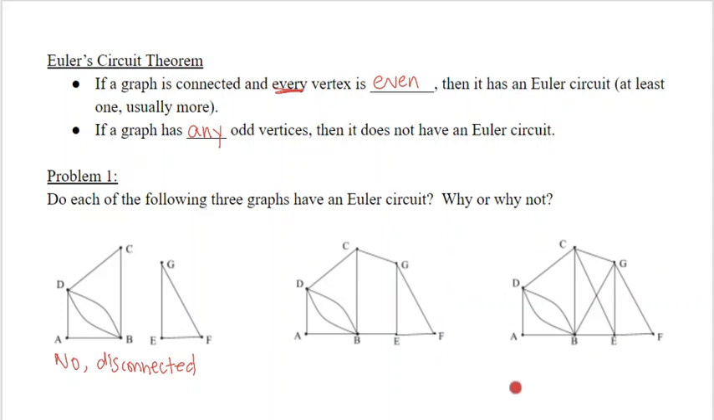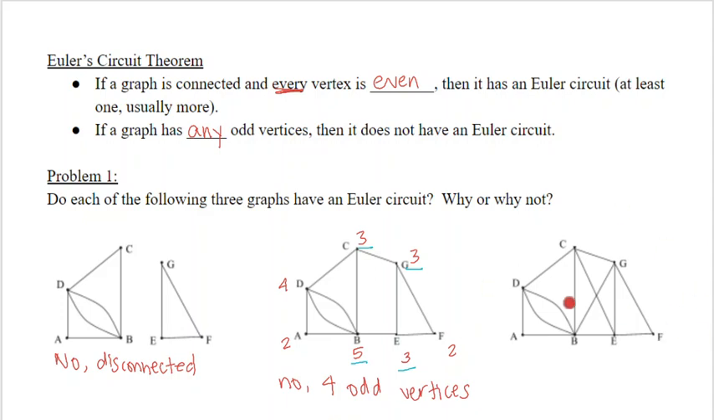Graph 2 and graph 3 are both connected, so that's good. Now we need to go through and look at the degree of each of the vertices. Okay, so this is 2, 4, 3, 3, 2, 3, 5. Well, this one has 4 odd vertices. So we do not have an Euler circuit.